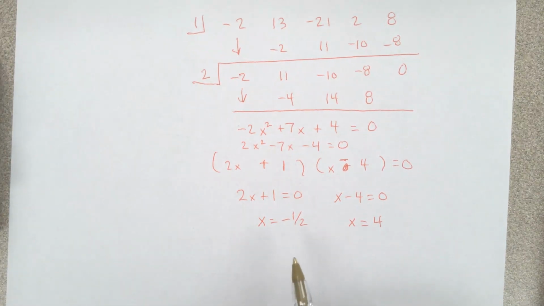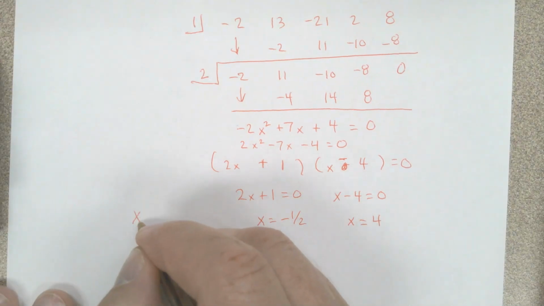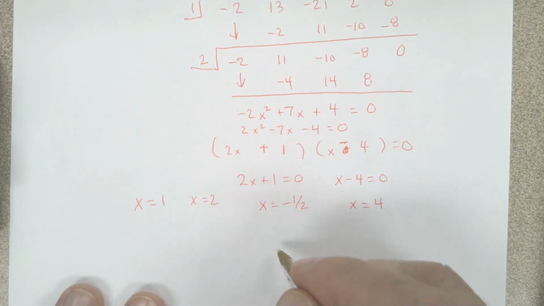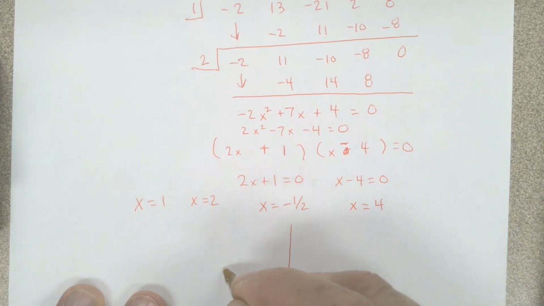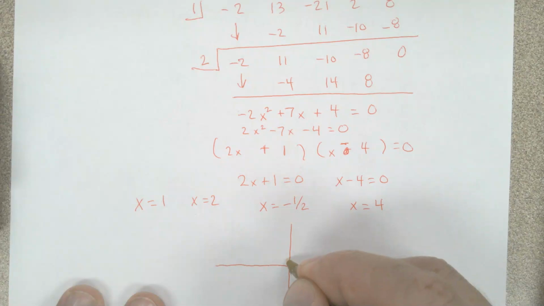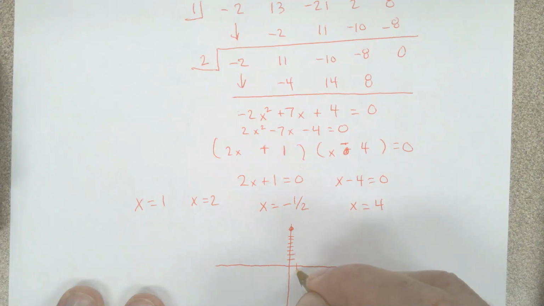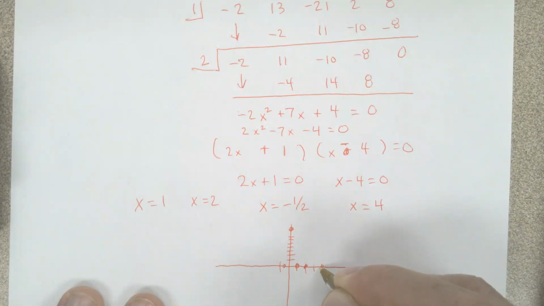And again, one of the reasons we need this process is that one of our zeros is not a whole number. We can't just look at the graph on our calculator and determine that zero. So now we've got all 4 of them. We can go ahead and make our sketch. We know that the y-intercept on this one is at 8. So there's another point for us. We know it's passing through at 1, at 2, at negative 1/2, and at 4.